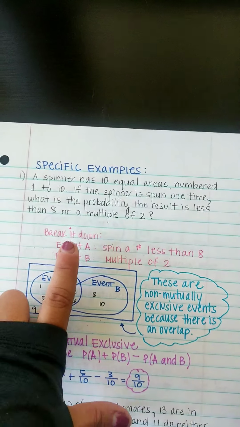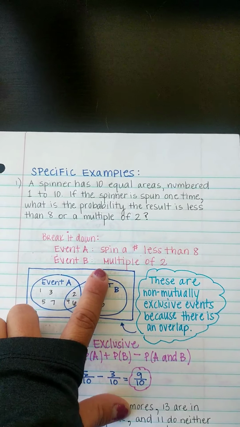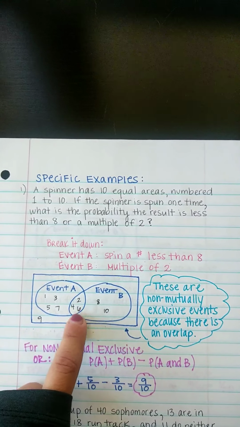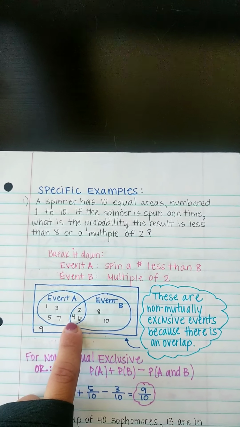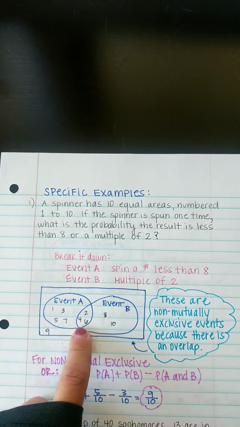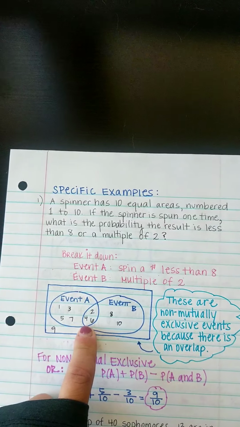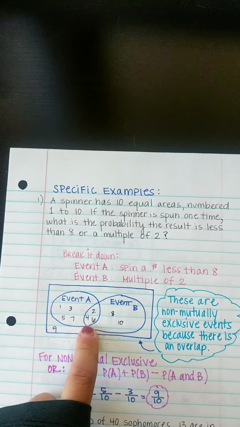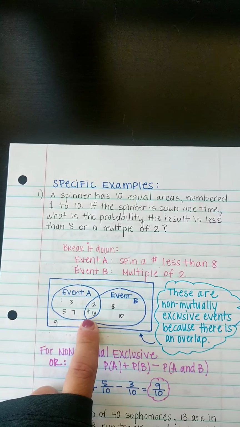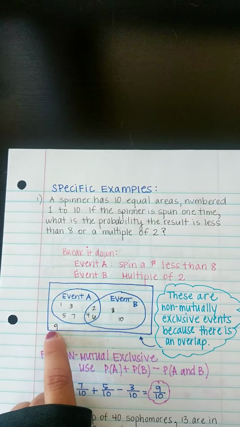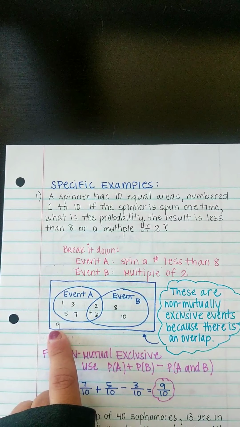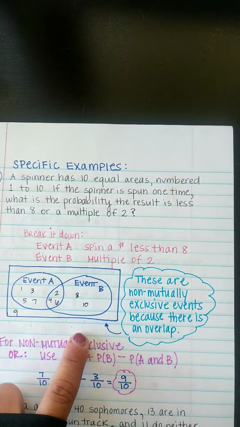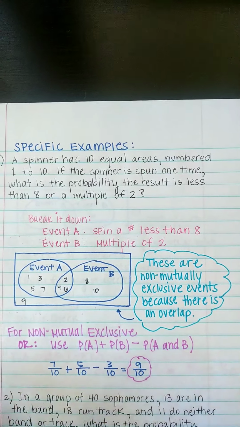Event B, it said or a multiple of 2. So that's my event B. And I have 2, 4, 6, 8, 10. You'll notice that I put 2, 4, and 6 in the overlap because they are both even and less than 8. Now, my sample space shows all possible outcomes. So because it has 10 equal areas, the number I haven't used is 9. That comes out here. And I know that these are non-mutually exclusive events because there's an overlap.